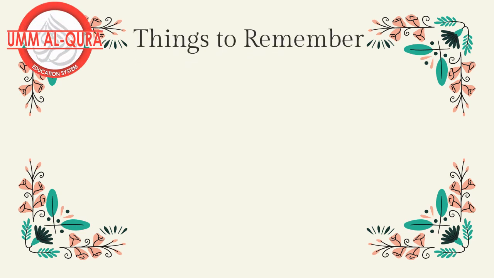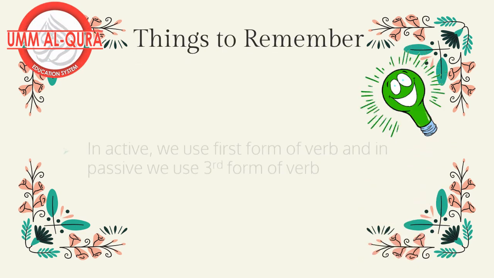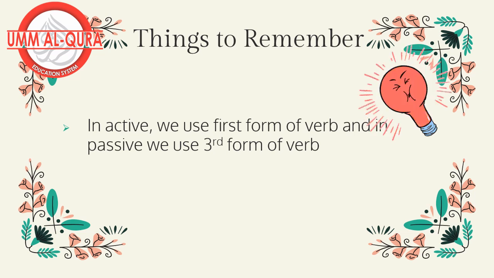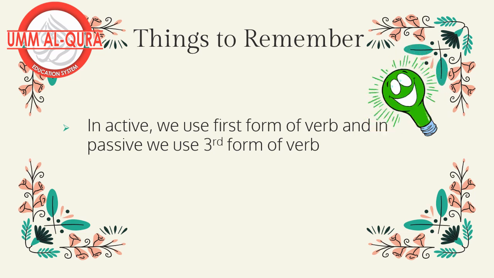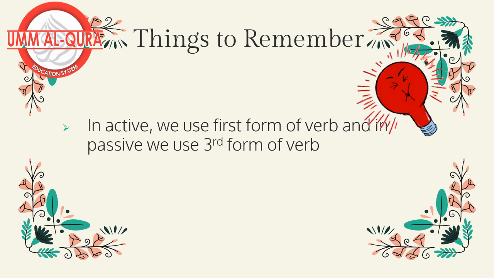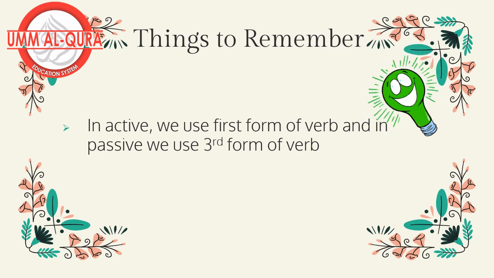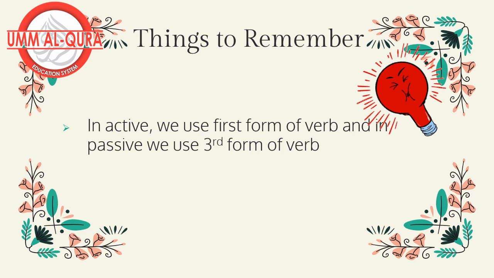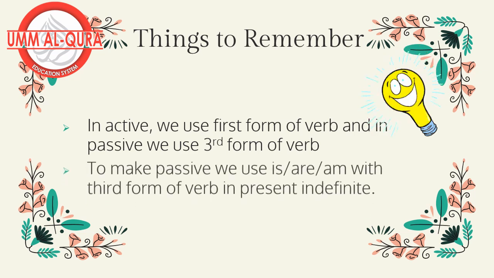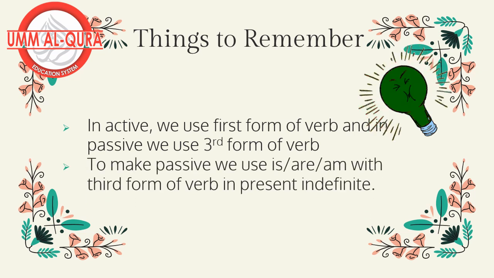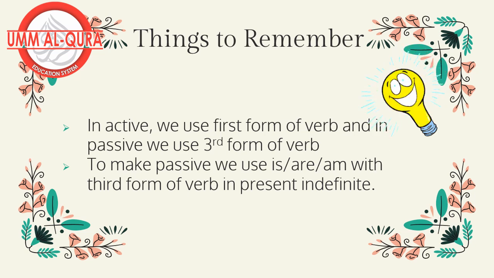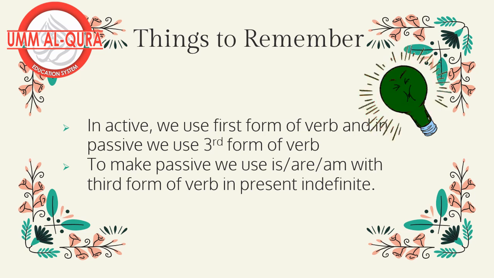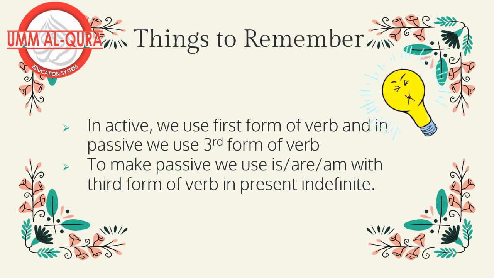Before moving to the examples, we have a few things to remember. In active, we use the first form of verb, and in passive, we use the third form of verb. You have already observed that I have used the first form of verb in active, and in passive, I have used the third form of verb. Next, to make passive, we use is, am, are with the third form of verb in present indefinite tense. In present indefinite tense, we are using helping verbs in passive, not in active. Okay? We are using first form in active, but third form in passive.